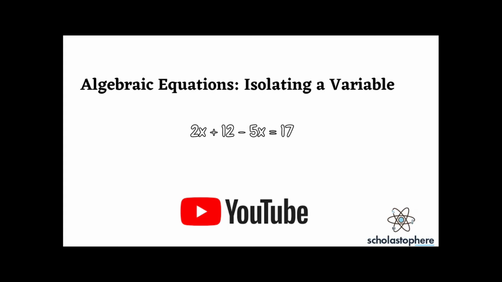So we have the variable, which is 2y. We have the coefficient, which is the 2 in front of the y. We have the two constants, which are the 5 and 8. We have the equal sign, and then all of these terms together make up the entire equation.